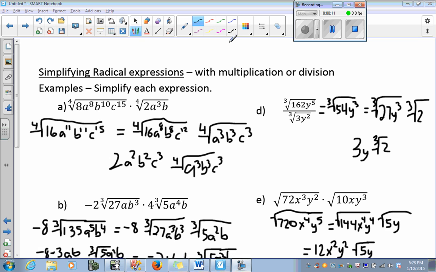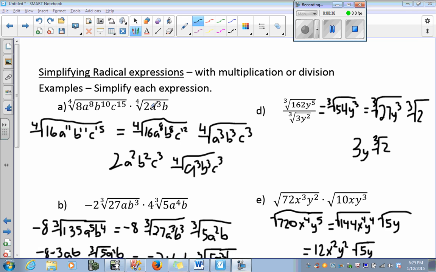Example A. The fourth root of a to the 8th, b to the 10th, c to the 15th times the fourth root of 2a cubed b. This is to the fourth root, this is to the fourth root. Since they're the same index, we're simply going to multiply what's under the radicals, and then we're going to simplify later. So the fourth root of 8 times 2, which is 16.